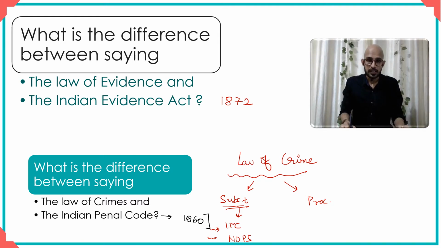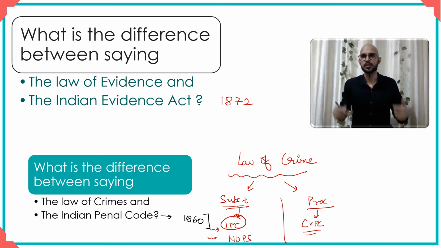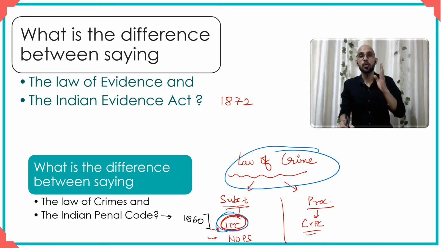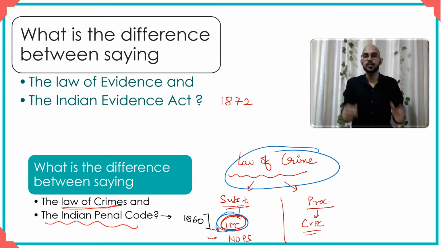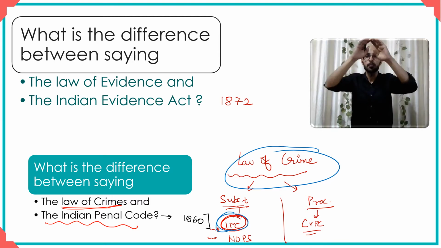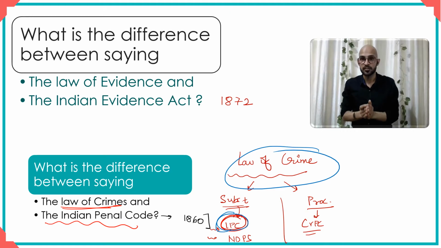So you see the IPC, and then on the other hand, of course, when I talk about procedure, you might have the CrPC and several other laws that talk about procedure relating to crime and so on. What I mean to say is that the IPC constitutes a very small part of the larger umbrella of a law of crime, which means that Indian Penal Code is a subset of the entire laws relating to crime. So the law of crime refers to a much wider and a much larger bucket, and Indian Penal Code is just one statute.